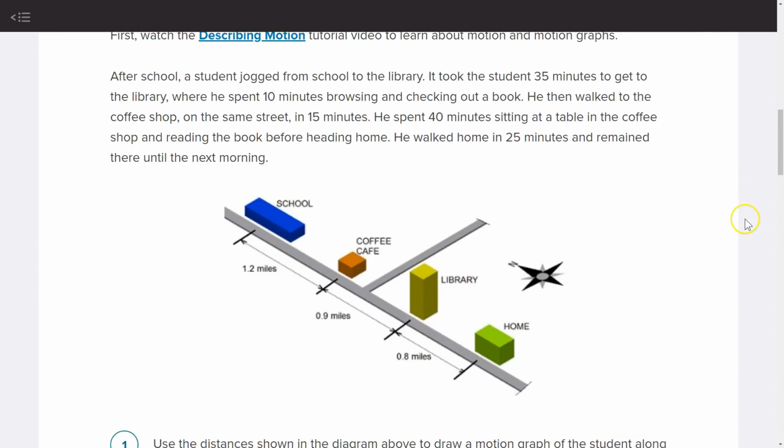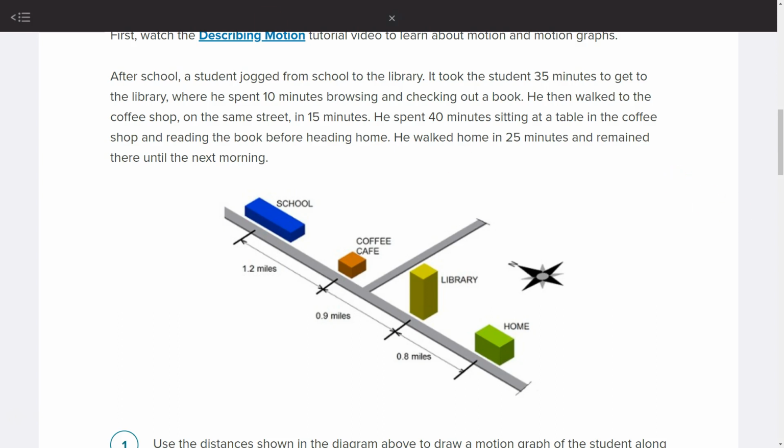After school, a student jogged from school to the library. It took the student 35 minutes to get to the library, where he spent 10 minutes browsing and checking out a book. He then walked to the coffee shop on the same street in 15 minutes. He spent 40 minutes sitting at a table in the coffee shop and reading the book before heading home. He walked home in 25 minutes and remained there until the next morning.